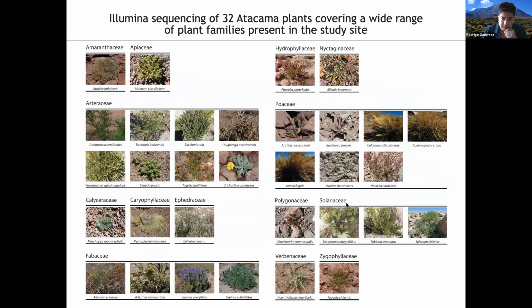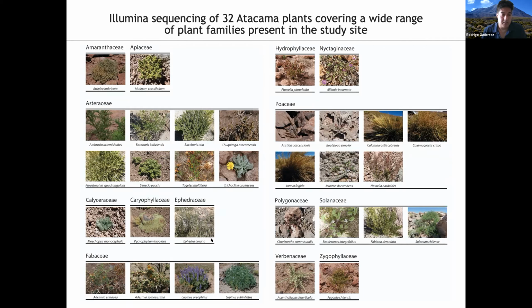These are pictures just to show you the life habits of these plants, to have a sense of what we have sequenced. So we have Poaceae, we have Solanaceae, which are probably important if we think about relevant crop species.